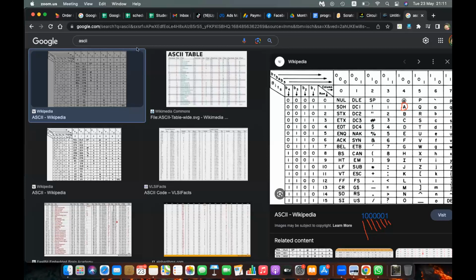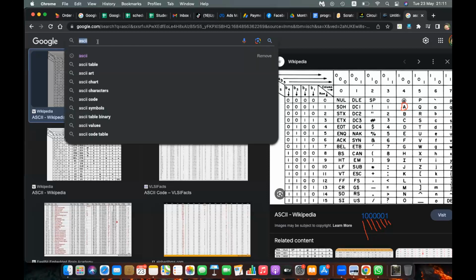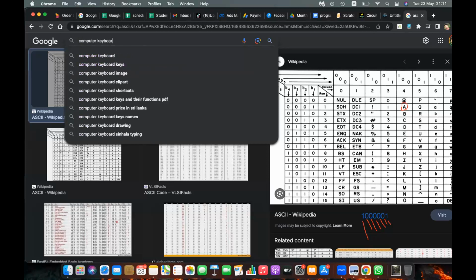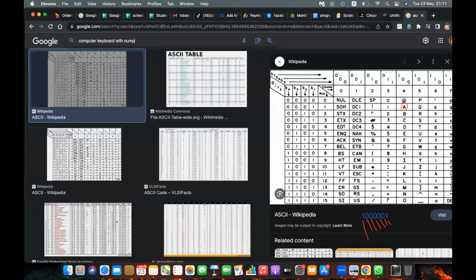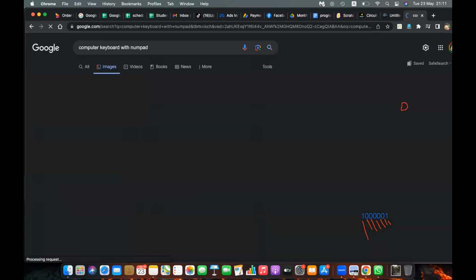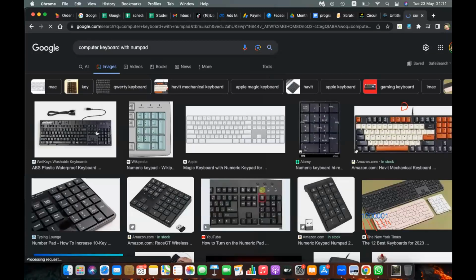If you have this numeric pad in your keyboard, you can try it. The computer keyboard must have a numpad. The numpad is the numbers on the right hand side.